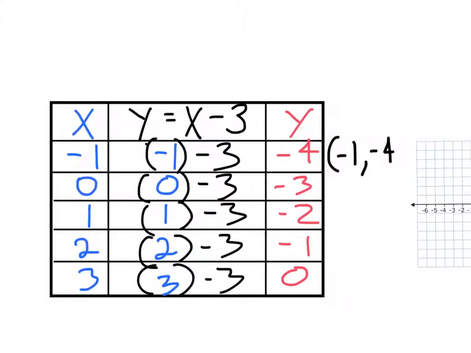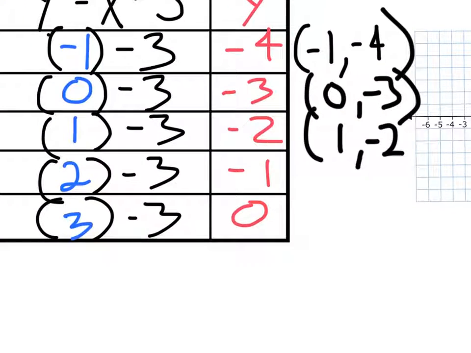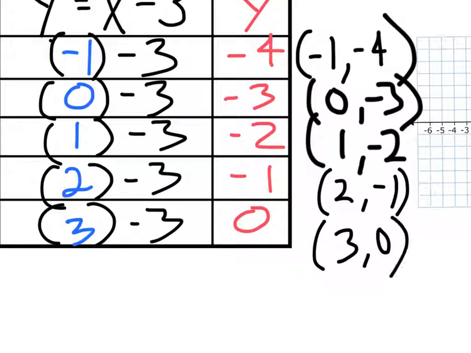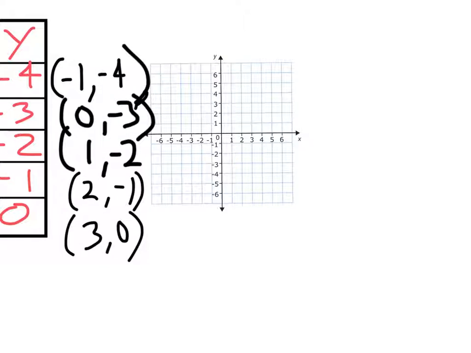For the next column, open parentheses, 0, comma, negative 3, close parentheses, open parentheses, 1, comma, negative 2. And then we've got just two more: open parentheses, 2, negative 1, and then 3, comma, 0. So we've got 5 sets of ordered pairs, and what we're going to do now is chart this on our graph over here on our coordinate plane.